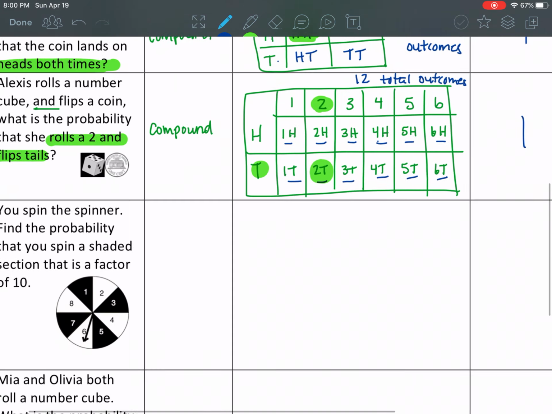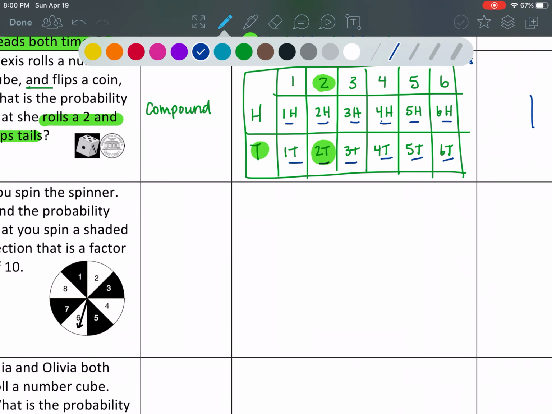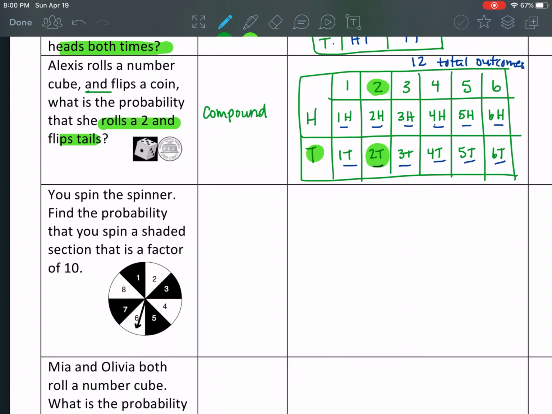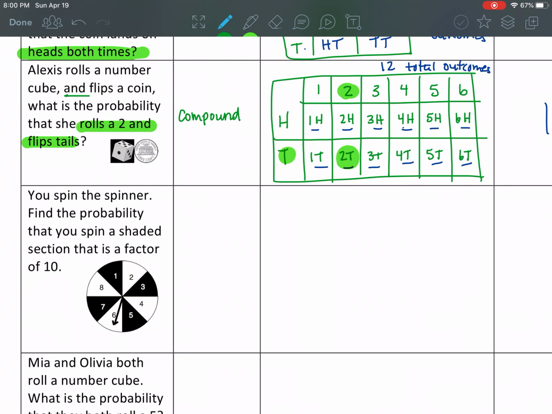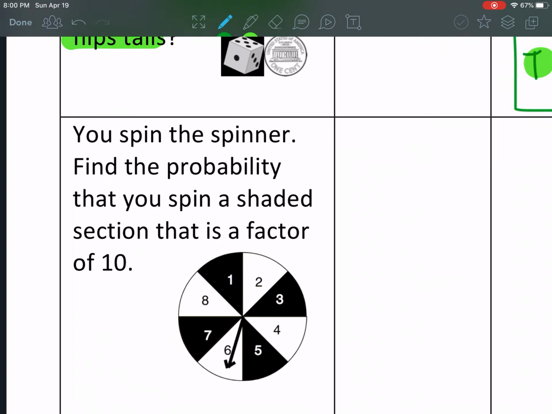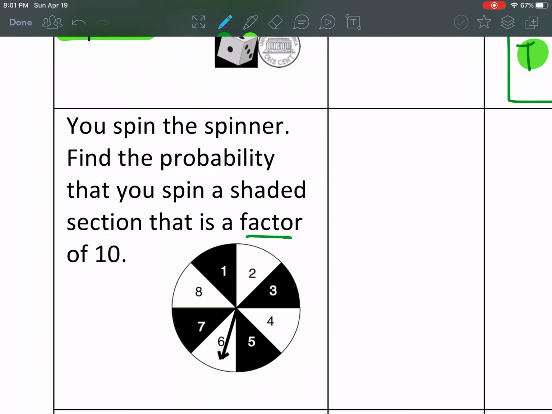Okay, next one. So we are spinning a spinner. Find the probability that you spin on a shaded section that is a factor of 10. Real quick, factors of 10. Remember, factors mean multiply to get to 10. So 1 times 10, those are factors. 2 times 5, 3, 4, and that's all. So there's 4 factors of 10, okay?